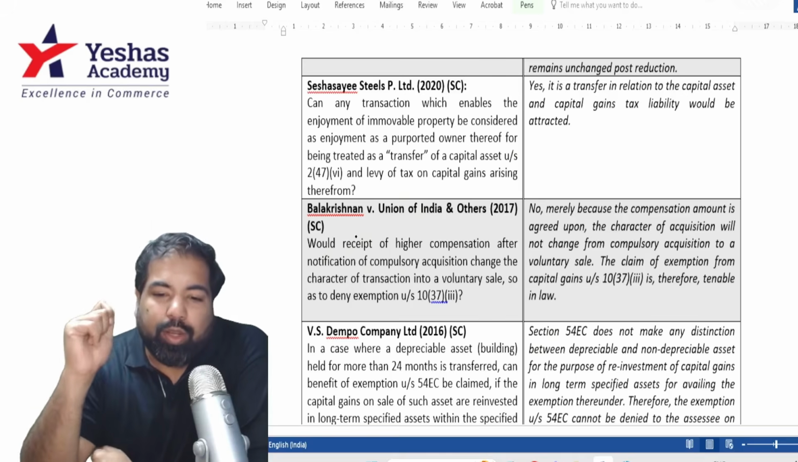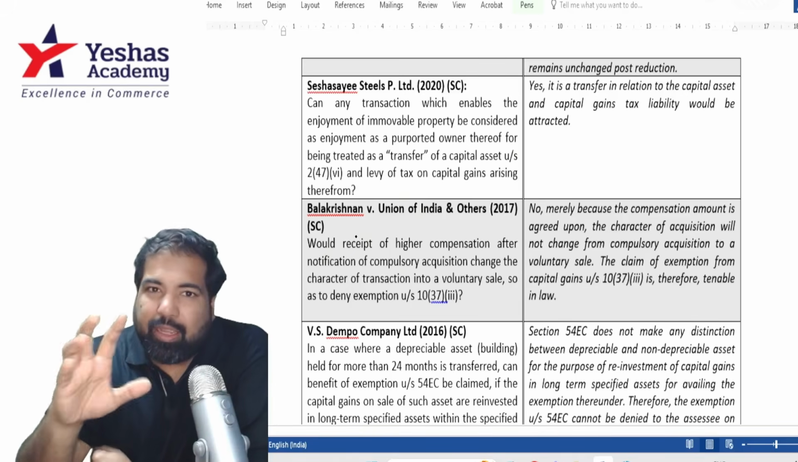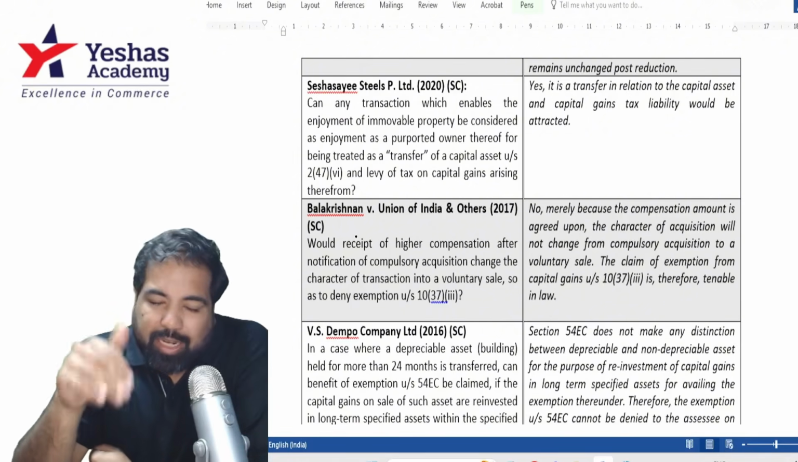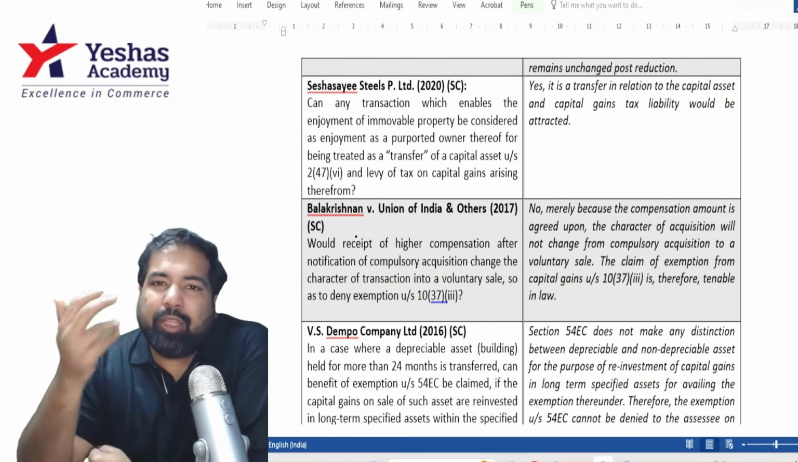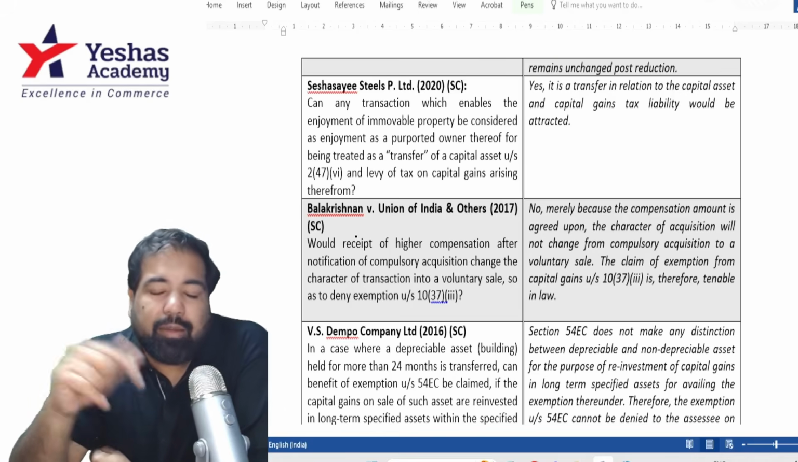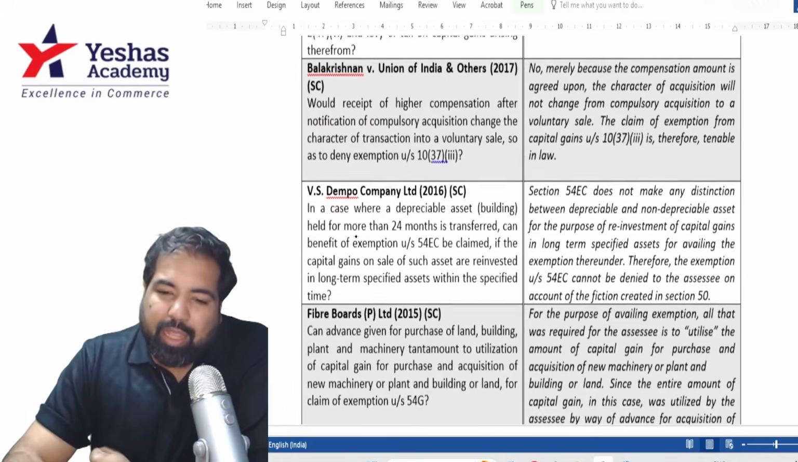Yes. Balakrishnan versus Union of India and others. Here, you wanted a higher compensation. Guys, let me explain this case to you. Balakrishnan had some property which the government wanted, so it was compulsory acquisition. Then he started bargaining with the government. The government said, okay, I'll give you a higher price. Does that bargaining change it into a normal sale, or is it still compulsory acquisition? It is still compulsory acquisition.